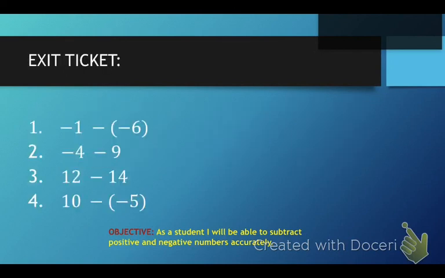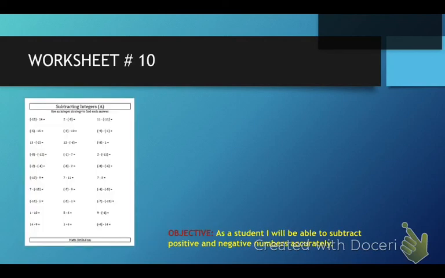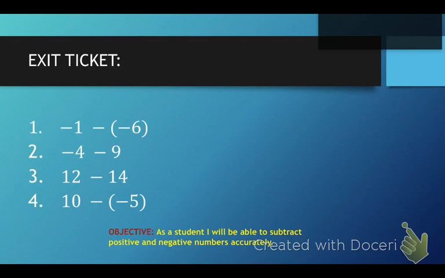Your exit ticket for this video, you have these 4. I want you to show them to Mr. Williams when you're done. You need them, have them checked. Remember, your goal for this video is to get 100% and to be able to subtract positive and negative numbers accurately. When you are done with this exit ticket, you will be doing worksheet number 10. All right, exit ticket it is. Ladies and gentlemen, good luck.